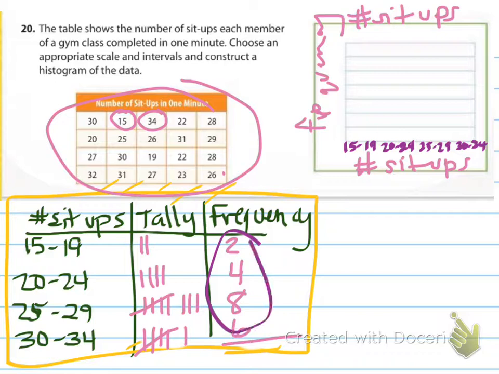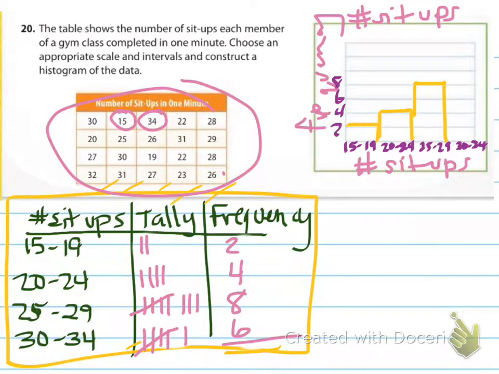Now I can go back and enter in my frequencies based on what my frequencies are here. Since I have 2 through 8, I'm going to number it 2, 4, 6, 8, and I don't have to go any higher than that, so I'll stop there. Then I'll fill in my bars. There's 2 for 15 to 19. For 20 to 24, there are 4. For 25 to 29, there are 8. And for 30 to 34, there are 6.